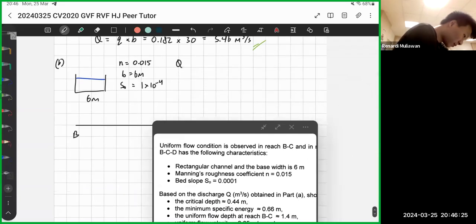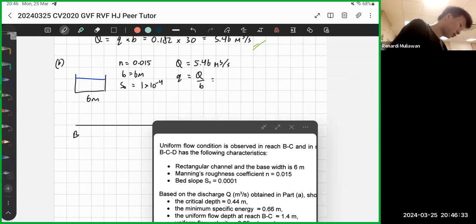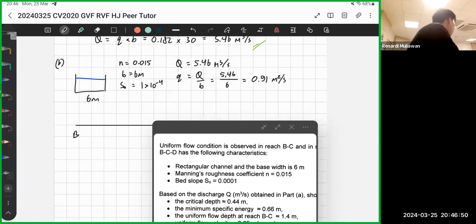So Q here is 5.46 meters cubed per second. For this channel, small q is Q over B, so 5.46 divided by B, which is 6. That gives 0.91 meters squared per second. Then you can back calculate to find YC.